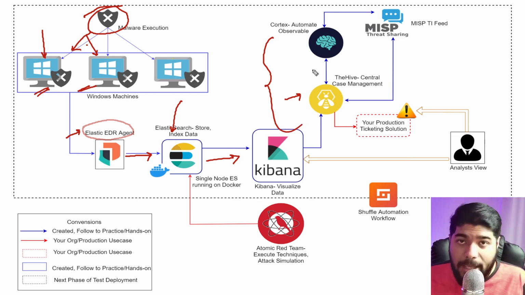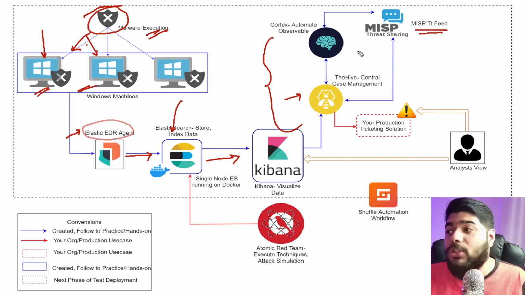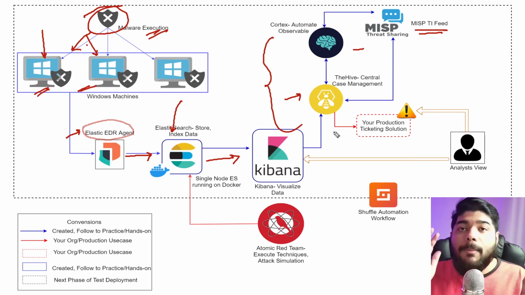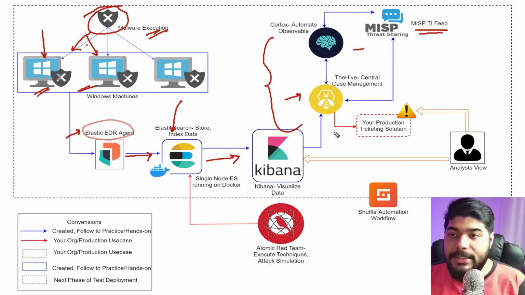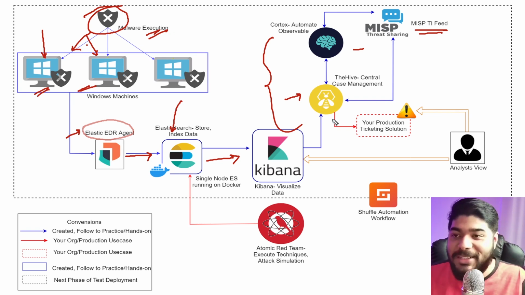to TheHive. We will correlate the alerts, or whatever malware execution we'll be doing, with our MISP threat intelligence event, and we will try to automate that process with Shuffle workflow automation as well, right? But for today's episode, it is part 3 of our open source solution. We will keep on continuing and enhancing this solution.